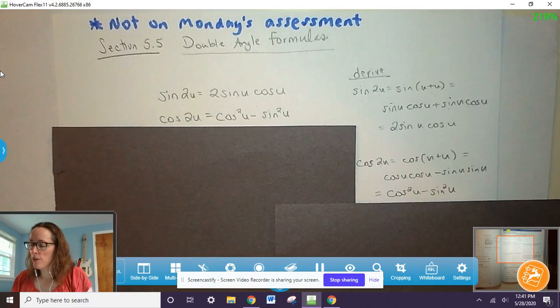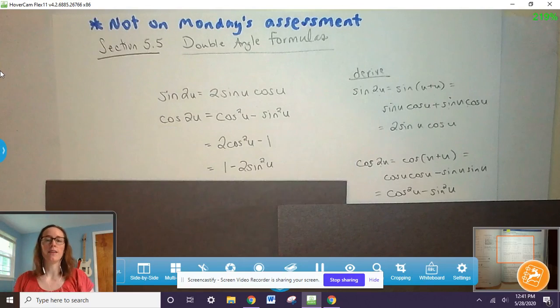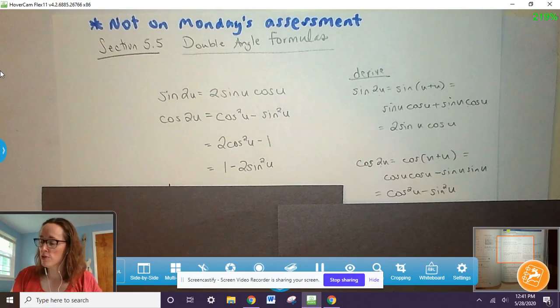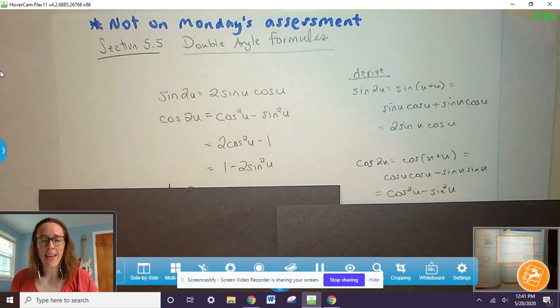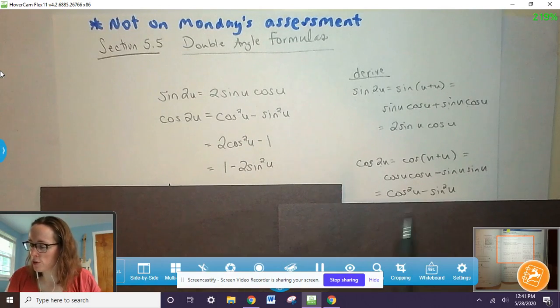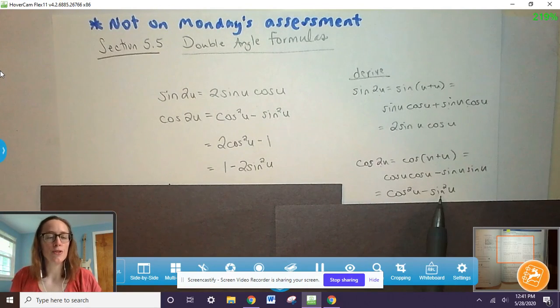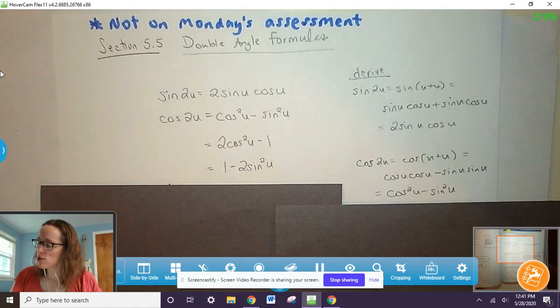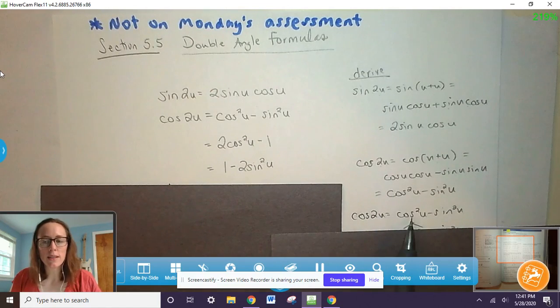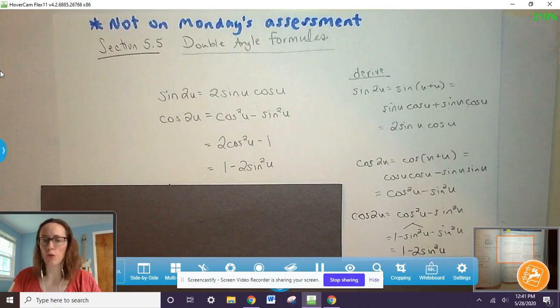Now, there's a couple other versions of the cosine double angle formula. There's 2 cosine squared u minus 1 and 1 minus 2 sine squared u. And I bet you can figure out where those come from. You can actually derive those from cosine squared u minus sine squared u. When you see squared, I hope you think Pythagorean identities. So if we take that cosine squared u and we replace the cosine squared u with 1 minus sine squared u, we end up with this version right here, 1 minus 2 sine squared u.